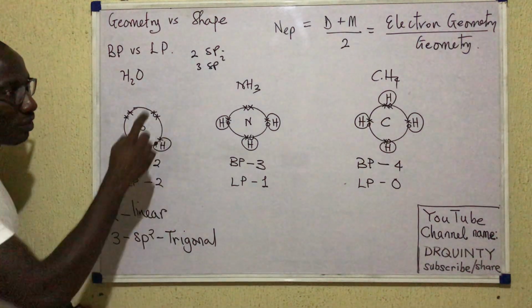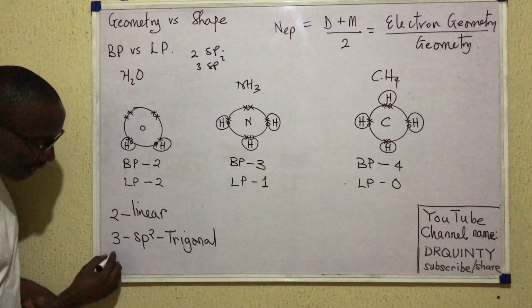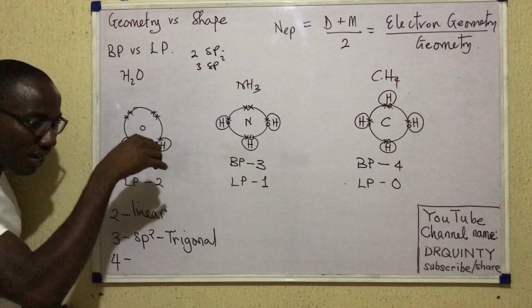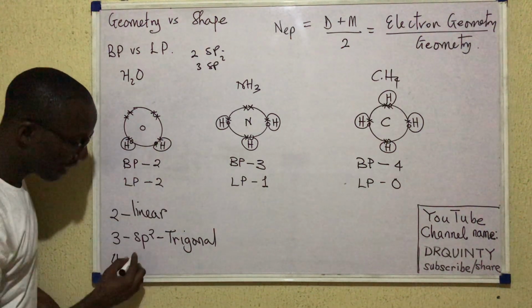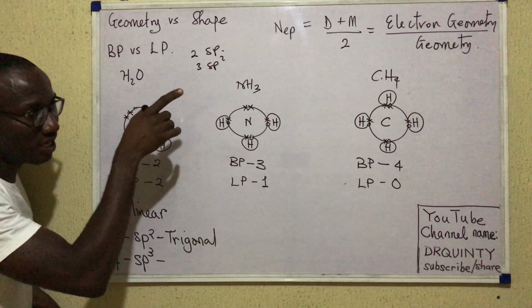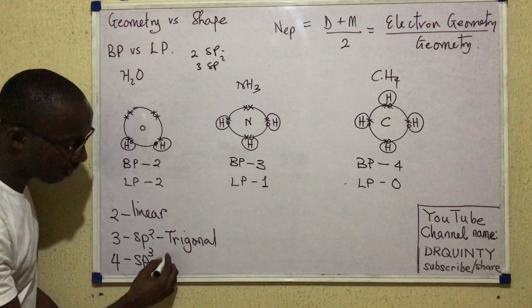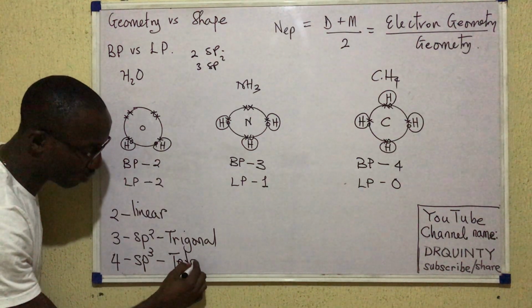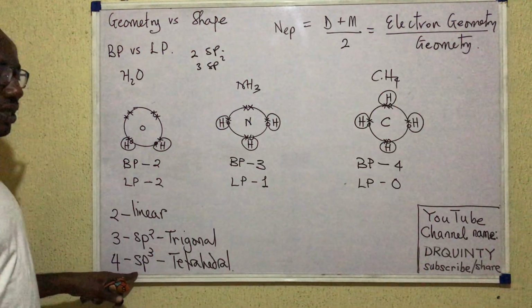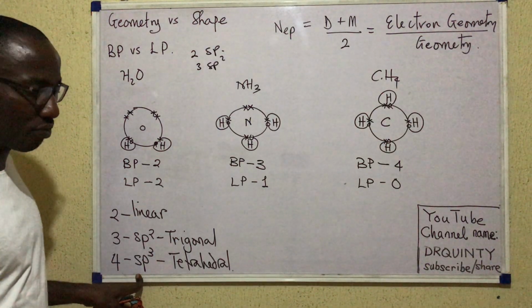So for a compound, if I do this calculation and I get a result of 4, I would say that the central atom in that compound is sp3 hybridized, and I will say that the geometry of that compound is tetrahedral. So that's the geometry that goes with an sp3 hybrid.